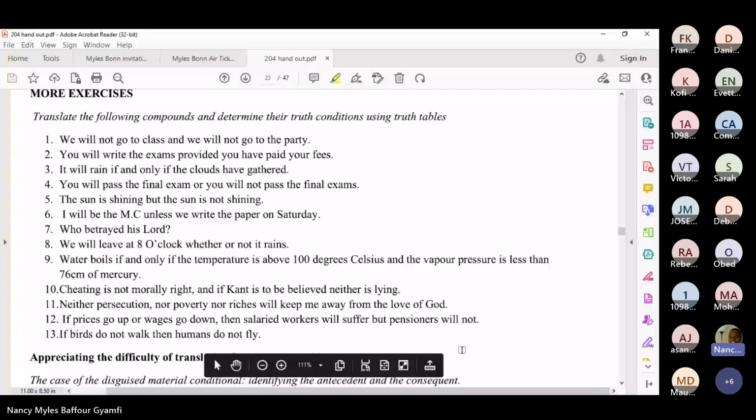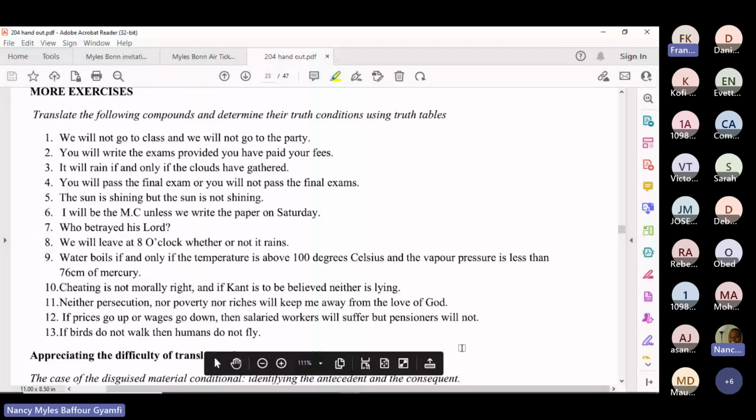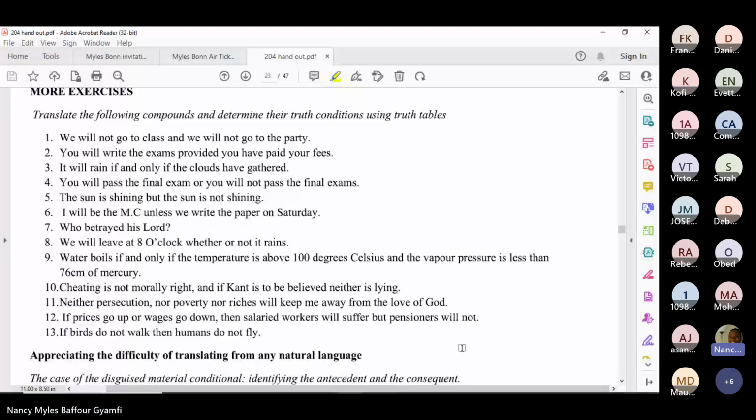Everyone, you will write the exam, provided you have paid your fees. Provided is acting like if: you write the exam if you have paid your fees. So it's a conditional. What is the antecedent of this conditional? I want a chorus answer. You have paid your fees.